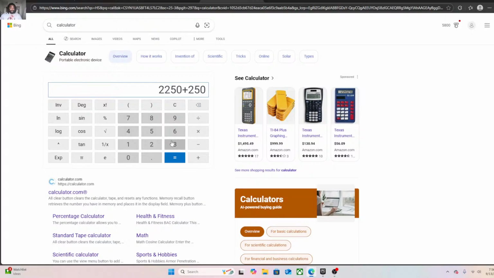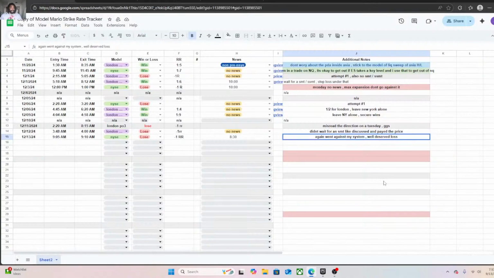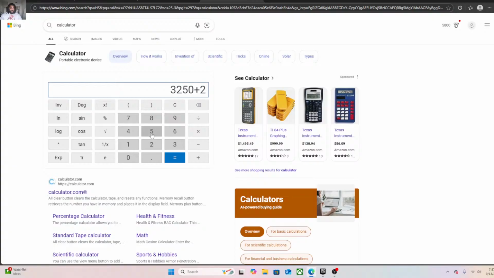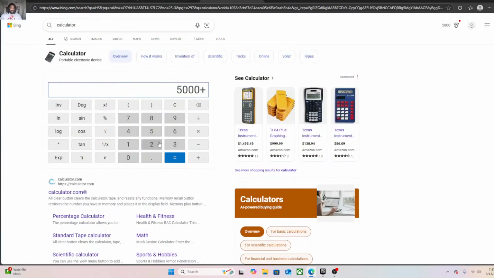250 times 4, plus 250 times 7, plus 250 times 5. The lowest I went in money is negative 1,500, versus being net positive 6,250. That's not with a high win rate. That's with less than a 50% win rate.